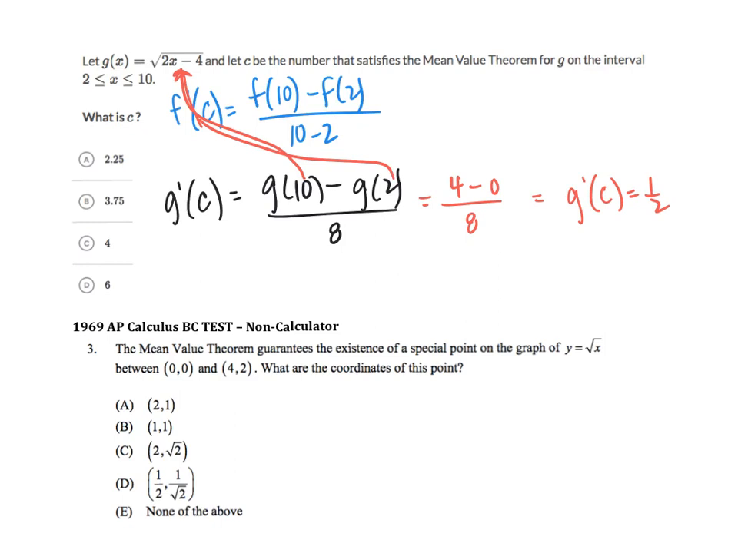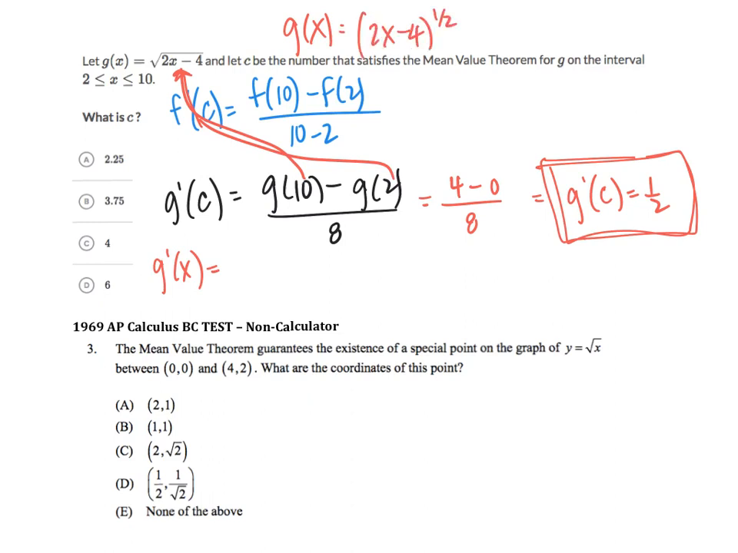But notice 1/2 is not the answer because it's not what they're asking for. We're saying the slope has got to be the derivative. Ooh, I didn't mean to erase that. The derivative has to be equal to 1/2. So I now need to go find g prime of x. I know g of x is equivalent to 2x minus 4 to the half.